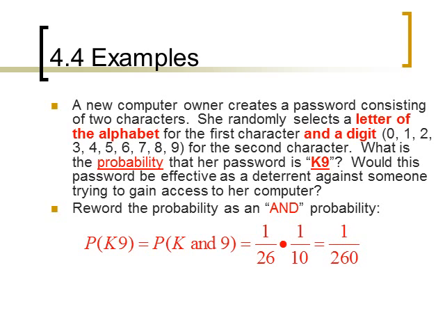So my first probability fraction should correspond to the probability that she selects K. So how many letters in the alphabet are K? Well, only 1. And how many total letters in the alphabet are there? That would be 26. So my first fraction for selecting a K is 1 out of 26.